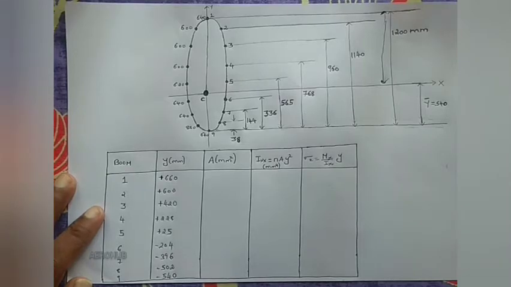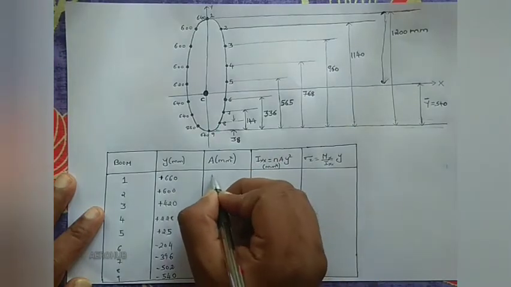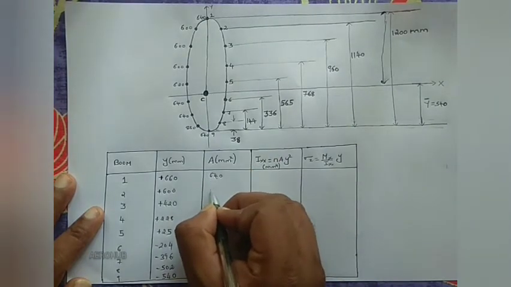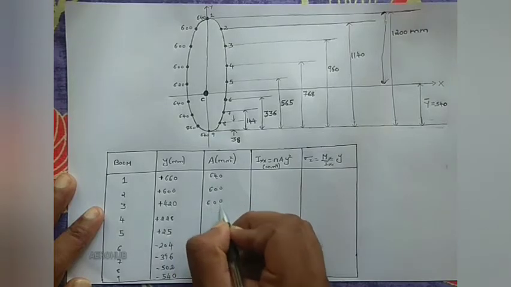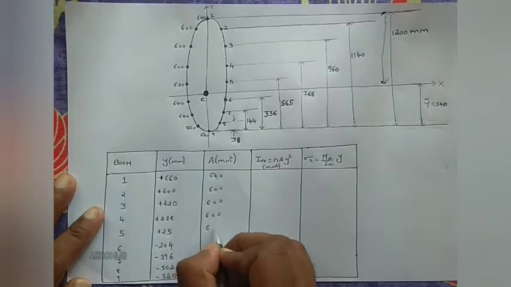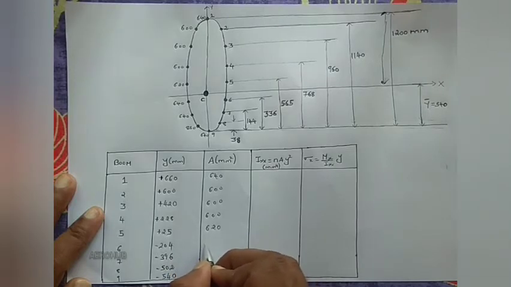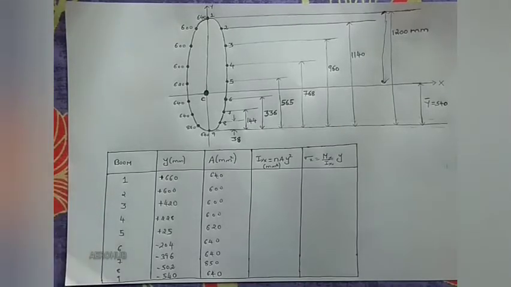And the areas of the corresponding booms are, that you can see here, this will be the area. For boom area 1, that will be 640, and boom area 2, 600, boom area 3, 600, boom area 4, 600, boom area 5, 620, boom area 6, 640, boom area 7, 640, boom area 8, 850, and boom area 9, 640 millimeter square.